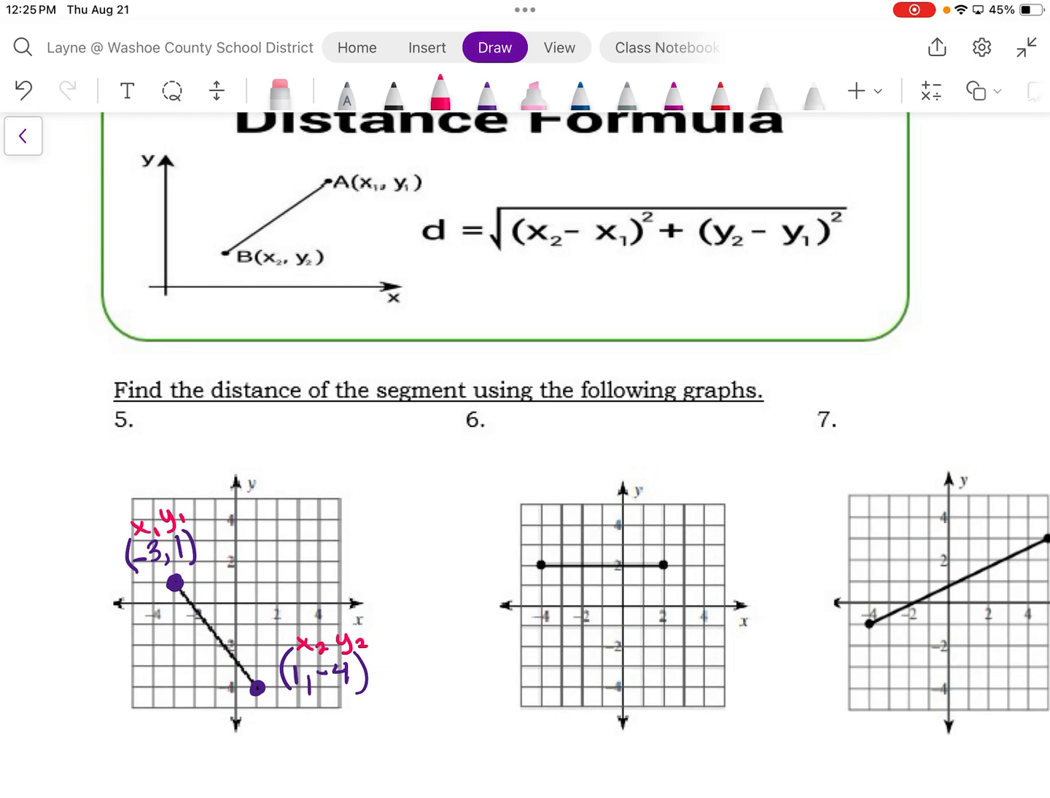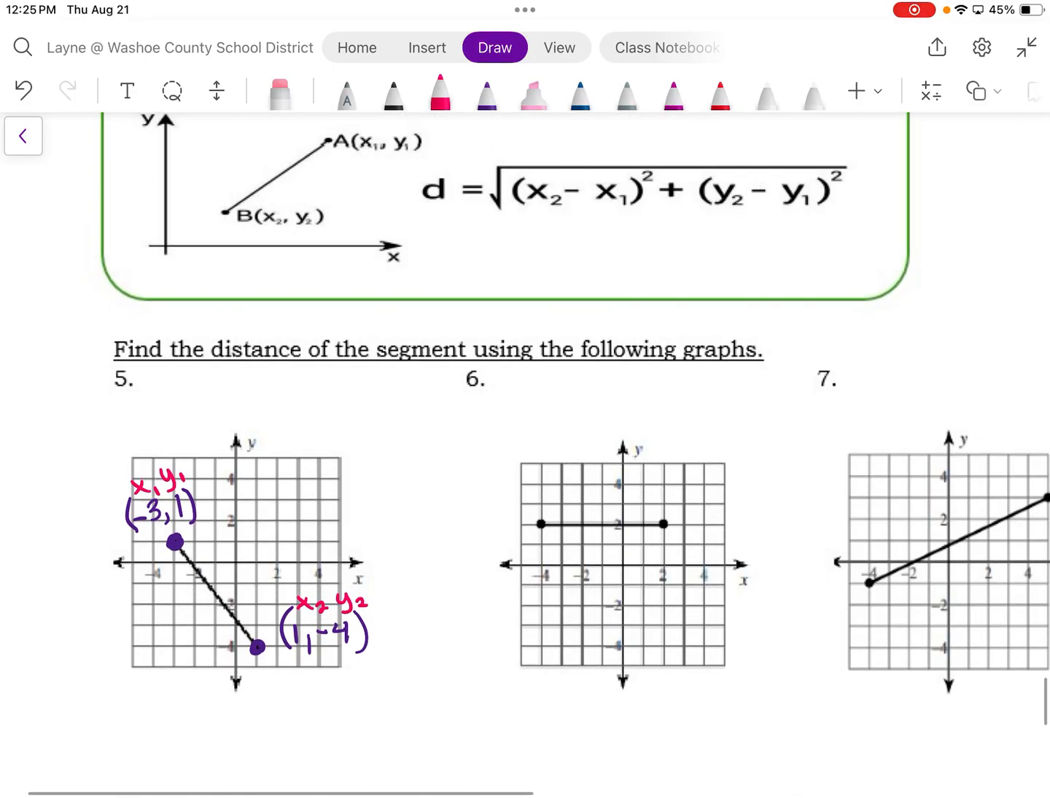When I'm labeling the points, it's always x first, then y, and then I just pick one of my points to be my first point and the other one to be the second point. All right, and then I'm going to plug into the formula. So according to this formula, it's d equals, and then one giant square root, and then it'll be in parentheses x2, which is 1, minus x1, which is negative 3.